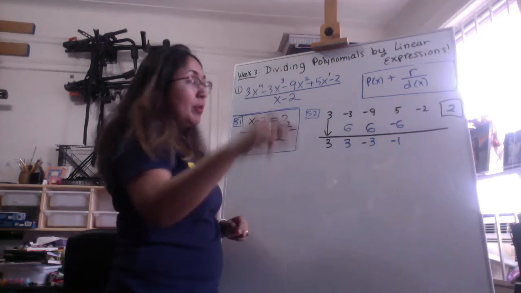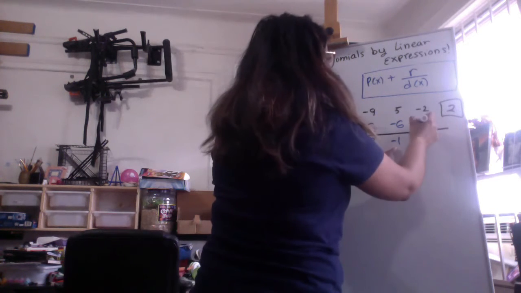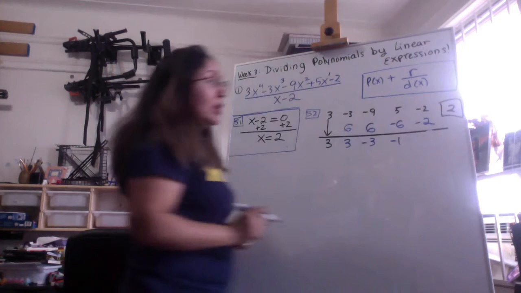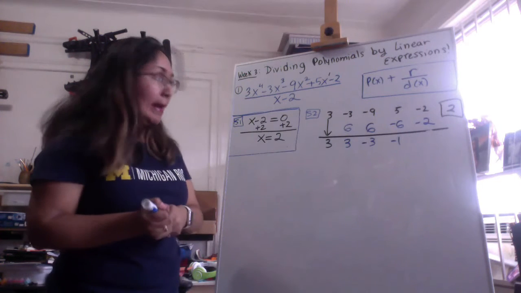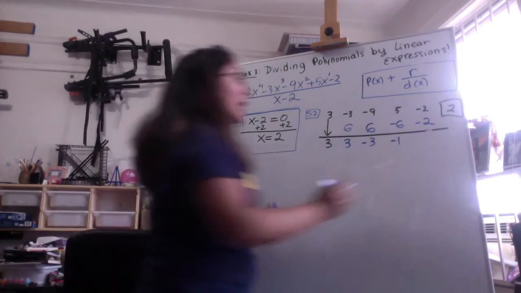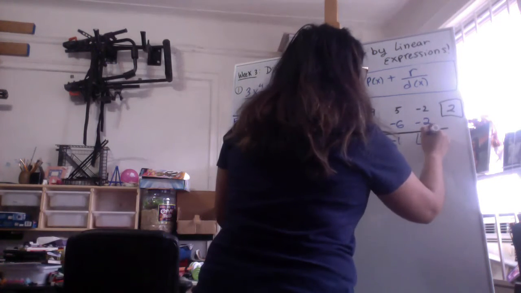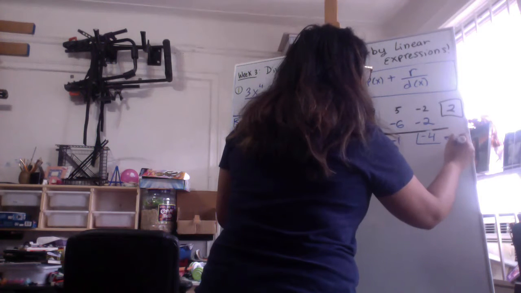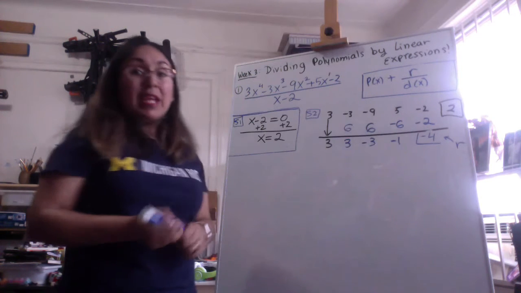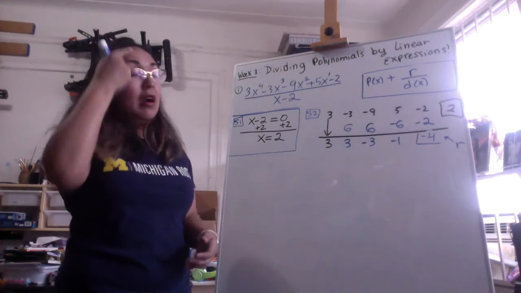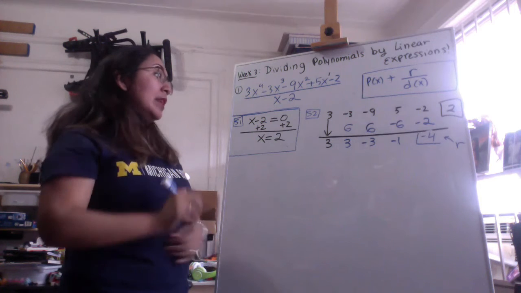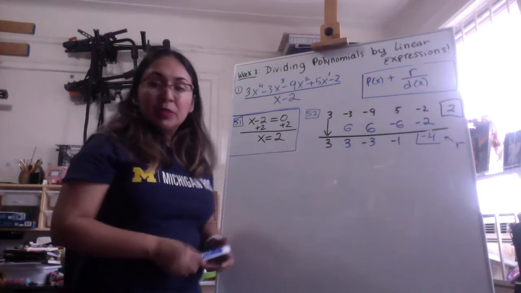And then I'm going to multiply again. Negative 2 times 2 is negative 2. Notice they're not opposite numbers. So when I add negative 2 plus negative 2, I get negative 4. So I do actually have a remainder, r, of negative 4 that isn't 0. 0 is a remainder, but in this case, it's not. So let's move on to step 3.